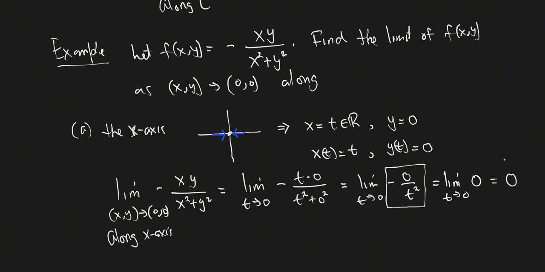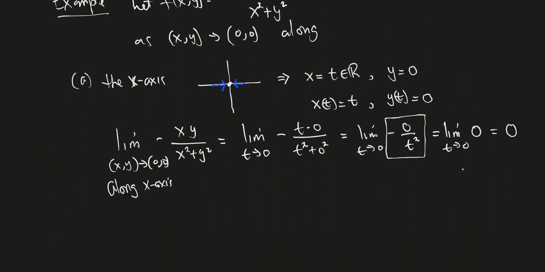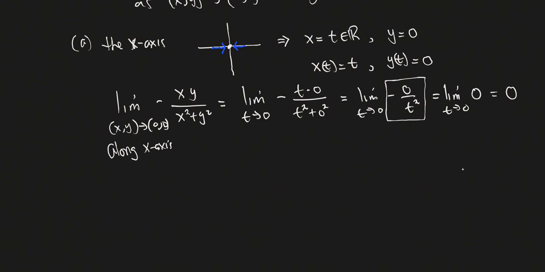Okay, so let's try a different path. Let's do part B here. Let's try a different path. And I'm going to make it linear, but instead of it being horizontal, I'm going to have it have a slope of 1. So let's say we're going to approach the origin along this line, y equals x, right? So let's just do a little sketch of this.